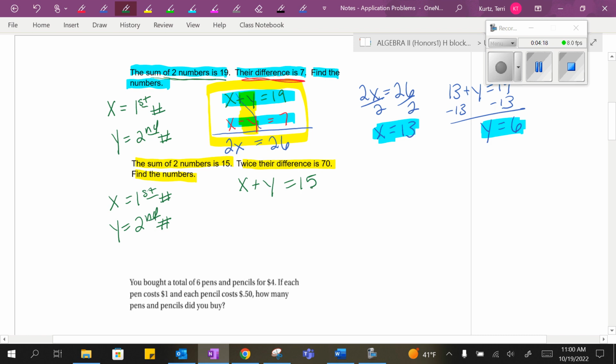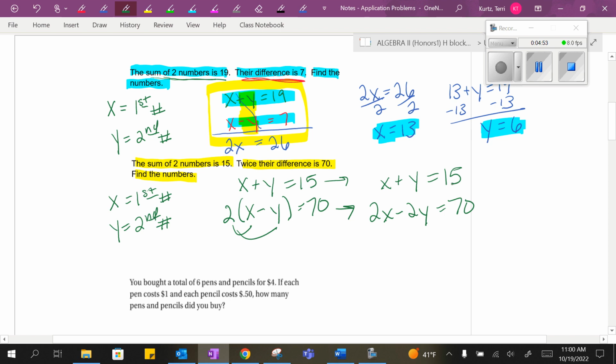Twice their difference is 70. A little bit of a twist here. Twice their difference means we have to multiply their difference by 2. So we can say their difference is x minus y, and twice that would be 2 times x minus y equals 70. Now, before we try to decide which way to solve this, we're going to want to distribute that 2. So we get 2x minus 2y equals 70. And I'm just going to go ahead and bring this equation over also.